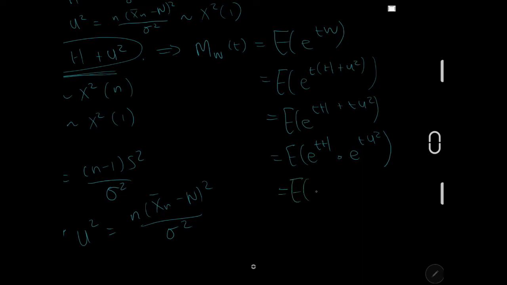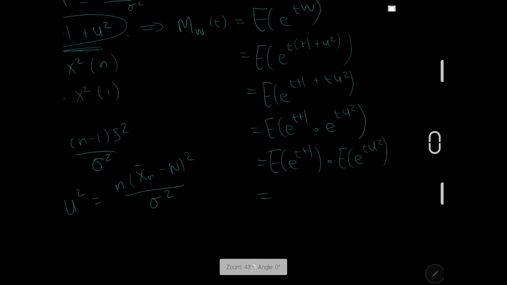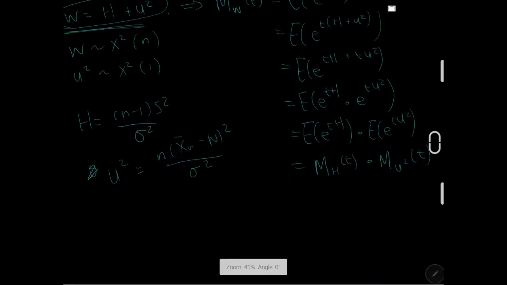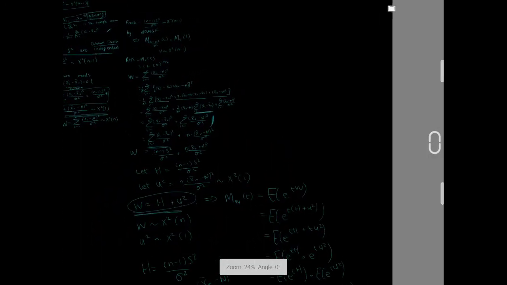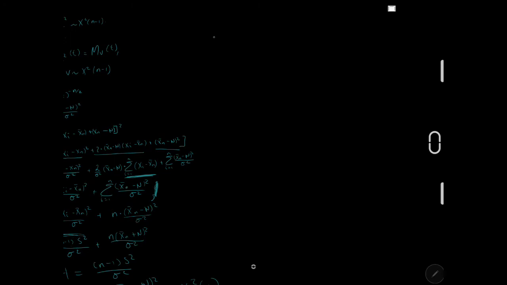So I can separate this expectation out, multiplied by E of e to the tu squared. But this over here is just equal to the moment generating function of h of t multiplied by the moment generating function of u squared of t. Okay, so now we have this result. I'm just going to bring us back up here to the home stretch. So I'll just write out what we have. We have that the moment generating function of w is the moment generating function of u squared of t multiplied by the moment generating function of h of t.